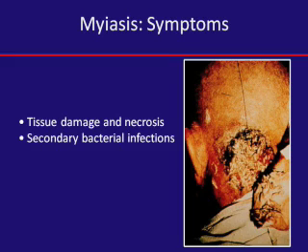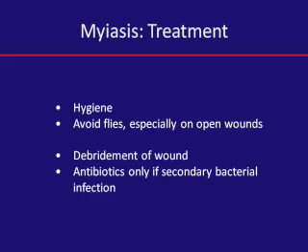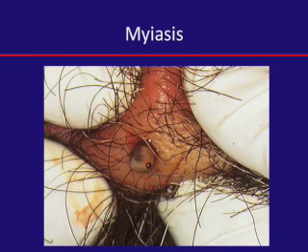You can actually use some type of permethrin or insecticide in the flush to actually kill any of the existing maggots that are still present. And secondary bacterial complications are a very common secondary problem associated with these lesions. So hygiene, avoid flies, debridement of wounds if they are presented. If you have a bacterial component, antibiotics will be an essential part of it, but the antibiotics are not essential for the myiasis themselves.